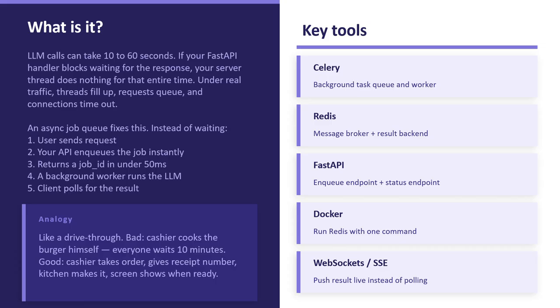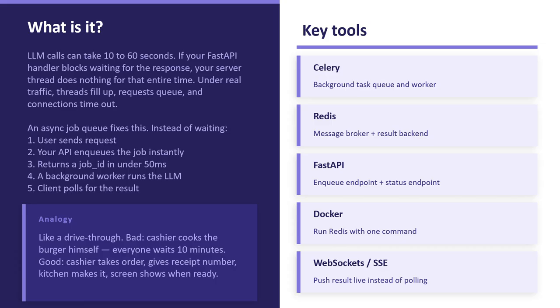Instead of waiting for the slow work inside the HTTP handler, you hand the task off to a separate background process and return immediately. The 5-step flow is: the user sends a request, your API enqueues the task instantly, you return a job identifier to the user in under 50 milliseconds, a background worker picks up the task and runs the LLM call, and the client pulls a status endpoint to check when it is done.